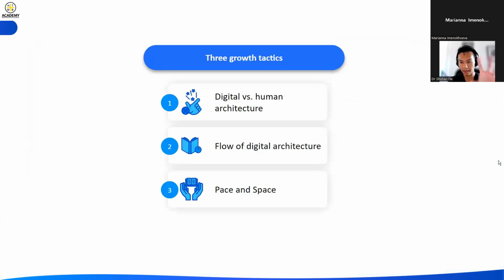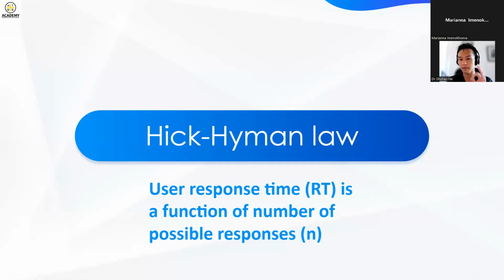So that is the first part of my talk, which is the growth tactics: the digital human architecture, the flow, and the pace at which you're going, given the digital and human architecture and the way that you create your website. Now, how do you do it? We'll talk about three different tactics to keep in mind as you're architecting and designing your digital health product, service, or website. The first is the Hick-Hyman law, which says that a person's response time is a function of the number of possible responses.